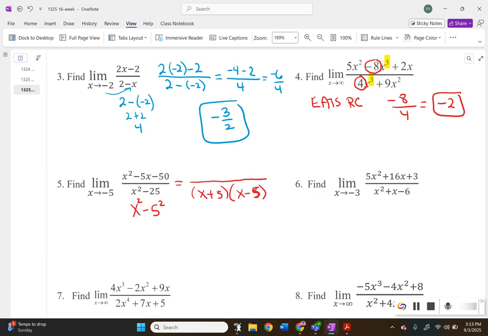And then in the numerator, it's a trinomial, so backward FOIL. x squared is going to be x and x. The number in front of the constant is negative. That tells me I have opposite signs. And then factors of 50 are 1 and 50, 2 and 25, 5 and 10. And I need them to add up to give me negative 5. And so I'm going to have it be a positive 5 and a minus 10. Those cancel. So I'm left with x minus 10 over x minus 5.